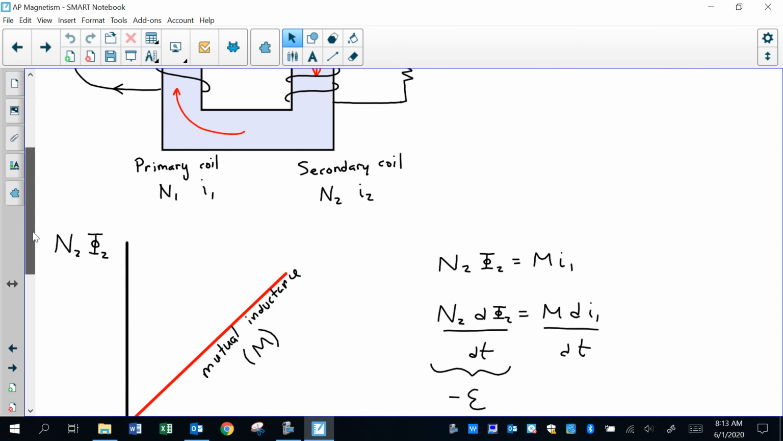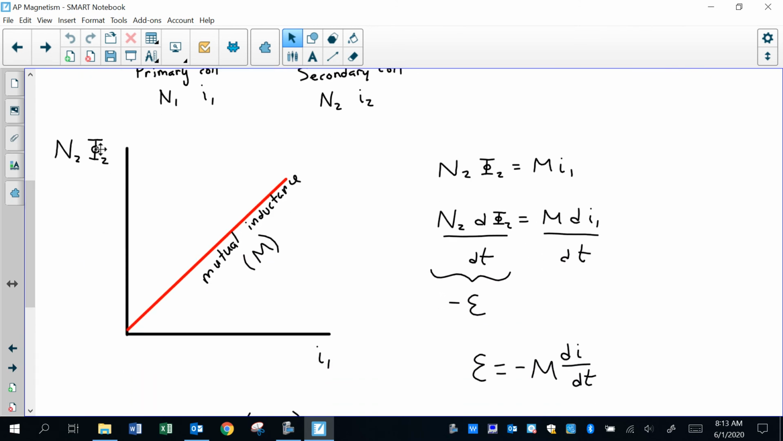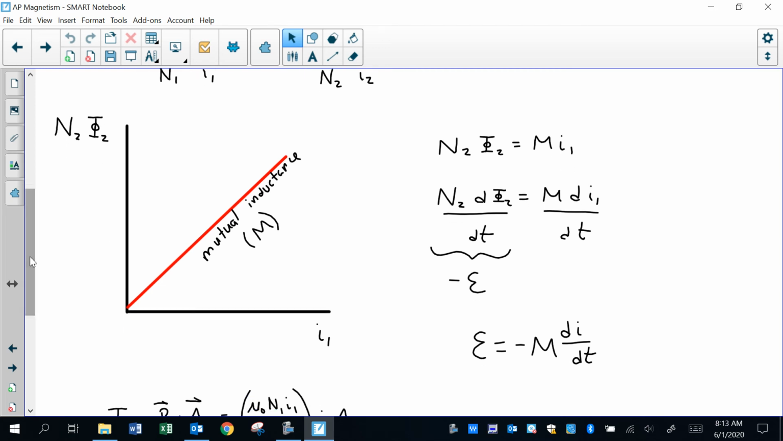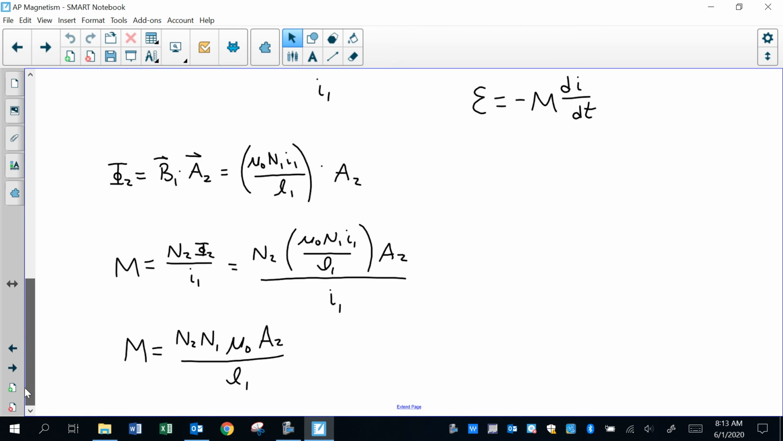So if we come down here, we can look at the flux going through the second coil from the current of the first. If I increase my current, I increase my flux, I get a nice straight line. And just like we did before, we are interested in a change in that current and therefore a change in that flux. So we've got this equation right here. Instead of L, it's M for mutual inductance. And we can squeeze everything together, do some algebra, and look at how many coils I have in the secondary, how big it is, and what that flux is going to be caused by the first. So we can put those together.